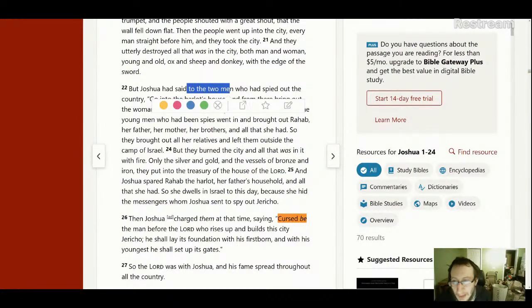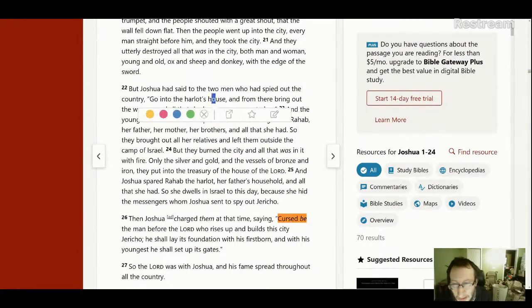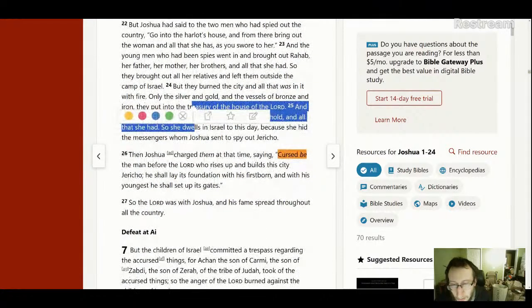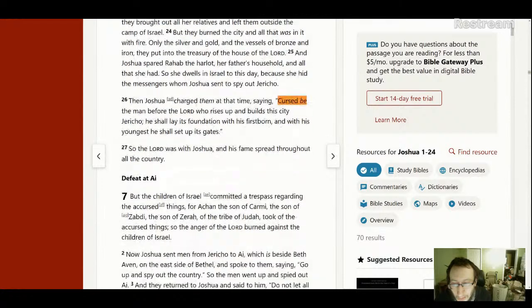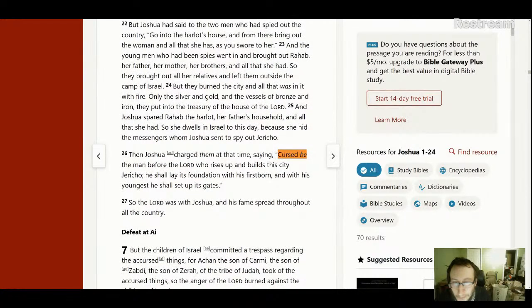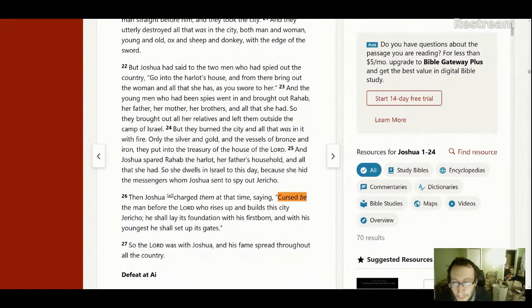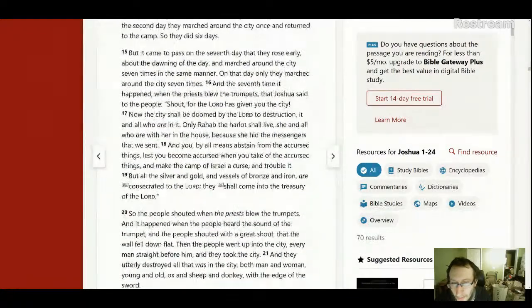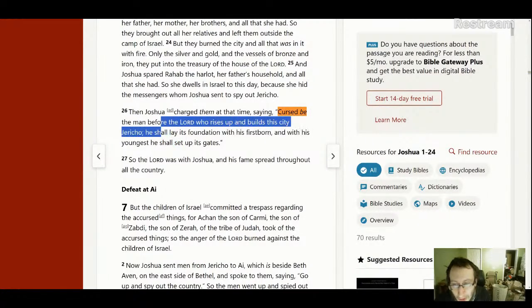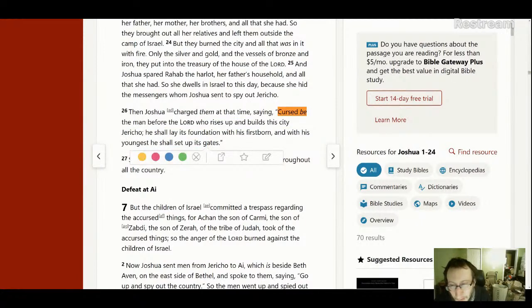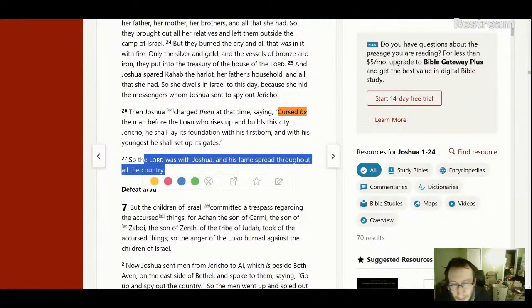Joshua had said to the two men who had spied out the country, go into the harlot's house. So this was right after Jericho. This is when Jericho was destroyed. So right after it's destroyed, then it says Joshua charged at that time, saying, "Cursed be the man before the Lord who rises up and builds this city, Jericho. And he shall lay its foundation with his firstborn, and with his youngest he shall set up its gates." So the Lord was with Joshua, and his fame spread throughout all the country.